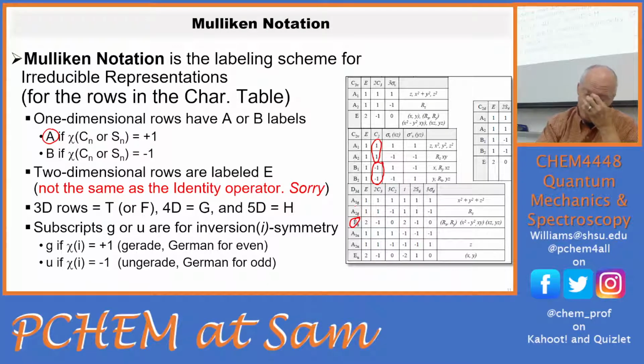Now, I'm sorry, but I didn't come up with this. E is used 3 different ways already in this course. It's energy. In the particle in a box, we use a quantum number subscript, so En, like energy of quantum state n. All right, so context is important. And then here, on the same table, E is a symmetry element, which is the identity, and E is also a row on the character table, a two-dimensional Mulliken notation.